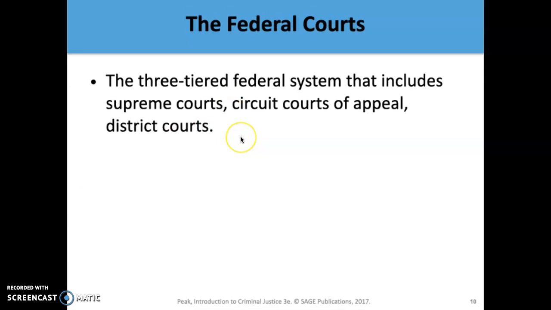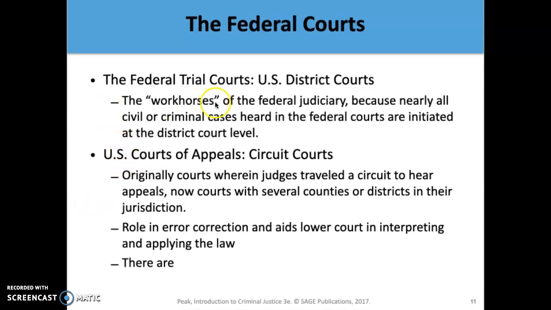Now, the federal court system is pretty straightforward. It's a three-tiered system. So we have the United States Supreme Court, circuit courts of appeal, and the district courts. The federal trial courts, or the U.S. district courts, are the workhorses of the federal judiciary because nearly all civil or criminal cases heard in federal courts are initiated at the district court level. The appeals courts then are the United States Courts of Appeals, the circuit courts. And again, their primary role is error correction. They aid the lower courts in interpreting the law.